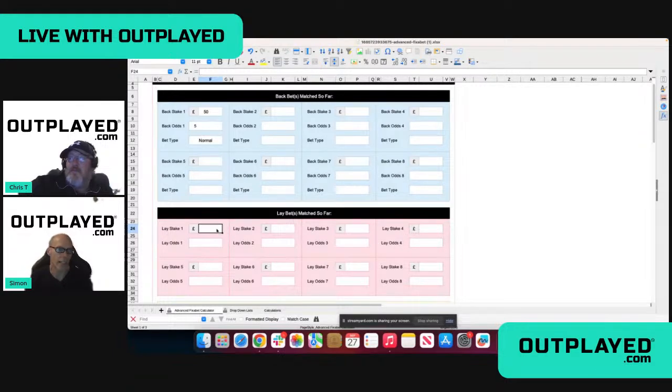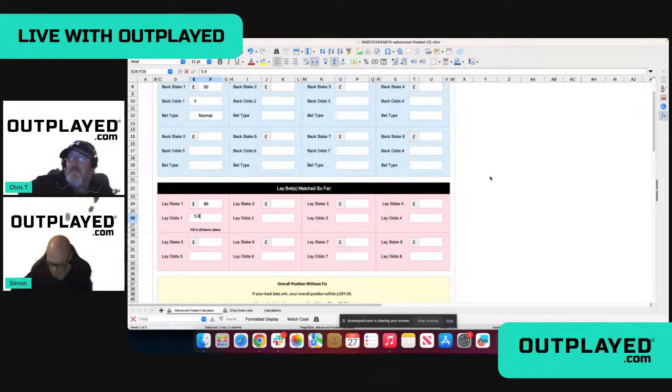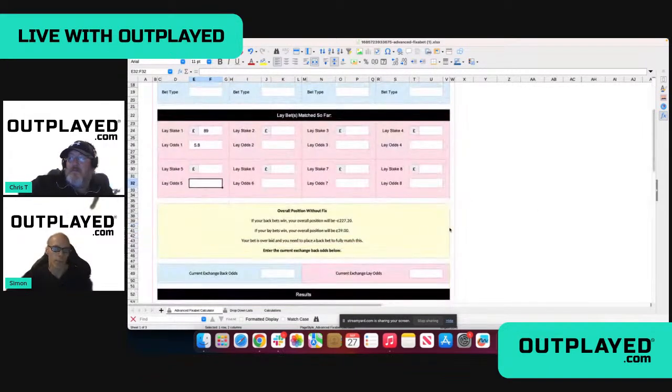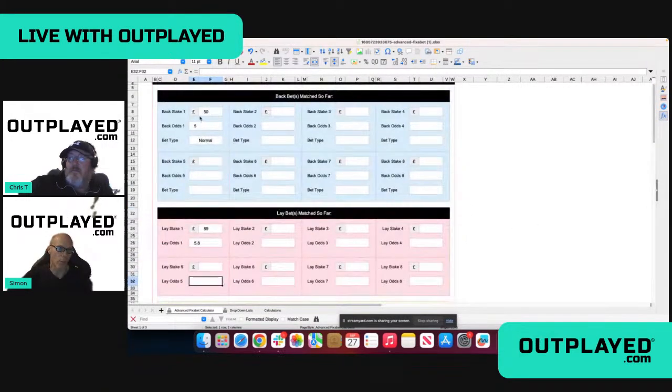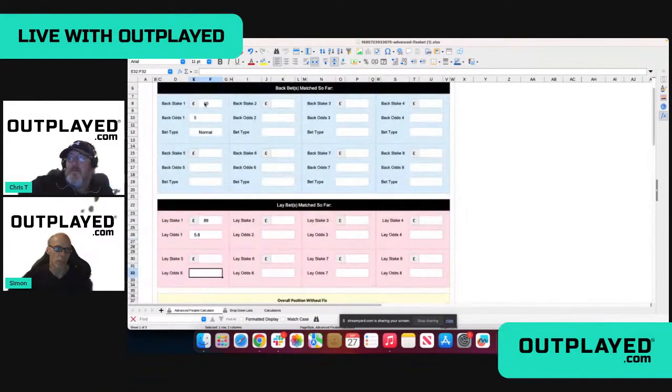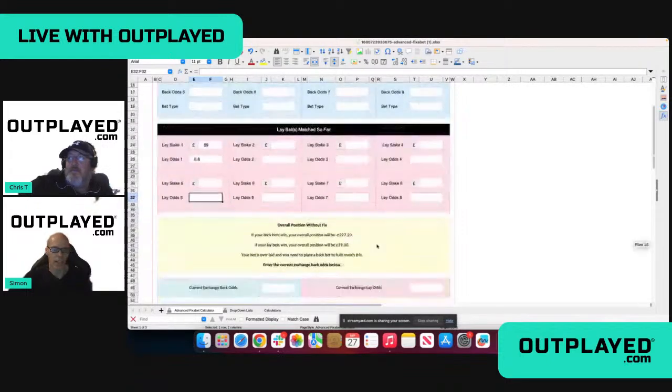So let's say you've got a lay bet that you placed. You laid £89 for some reason, odds of 5.8. If you just had that, it says fill in all the boxes. You have to press enter. Okay, so basically, this is just a regular one. You've overlaid the bet. Back bet £50, back odds of 5, lay odds of 5.8. You've laid £89. You can see the lay stake is bigger than the back stake, and it says your overall position.